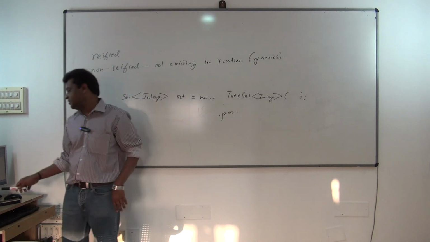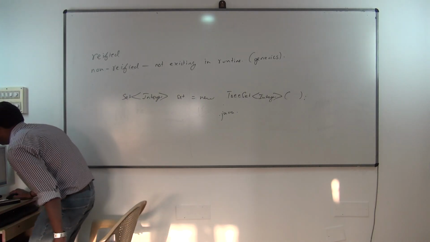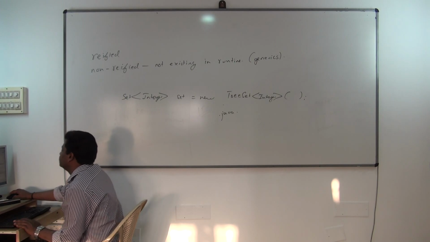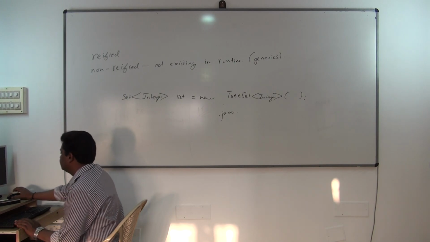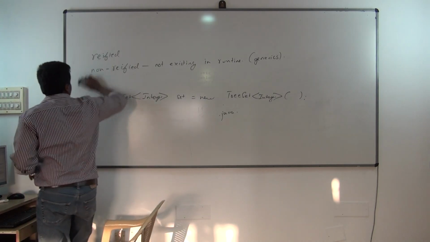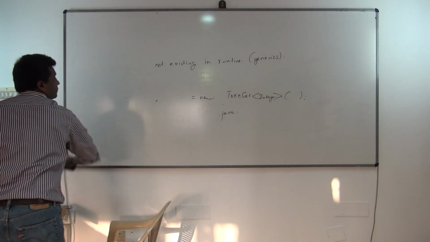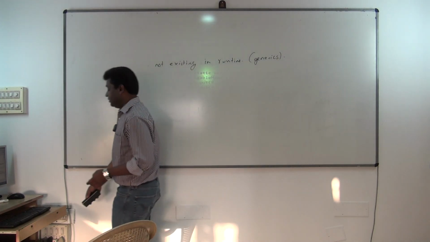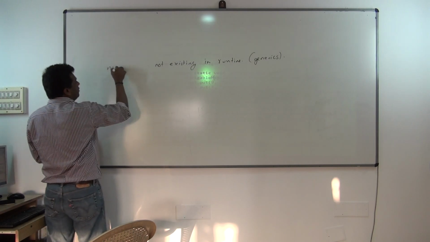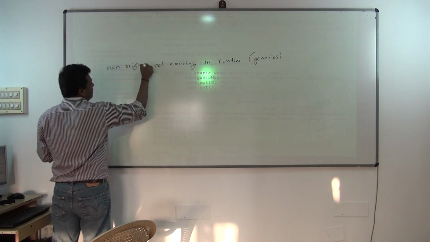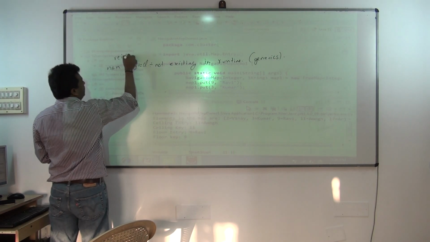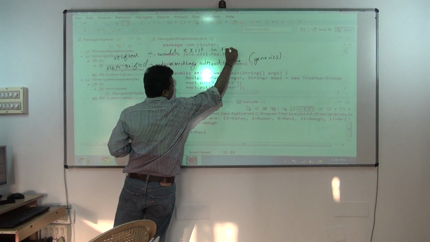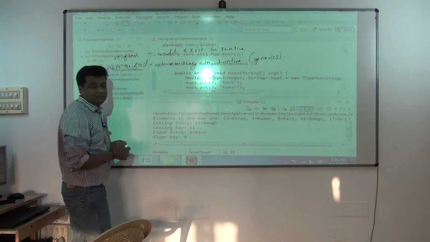Generics is non-reified. I'll just show you. I've used generics here. Generics are non-reified. Non-reified means not existing. Reified means what? Exists at runtime. It will exist at runtime. That's it. The opposite of it. Understood?